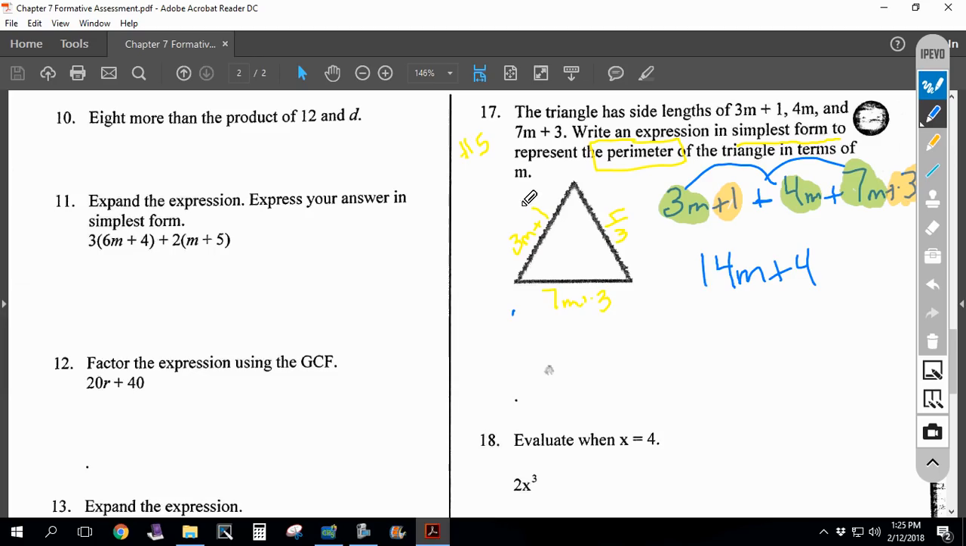So anyway, you will have one of these on the summative as well. It may be a different shape though. It may be a rectangle. It might be a pentagon, hexagon, octagon. It doesn't matter. Perimeter is very easy because all you have to do is add up the sides.